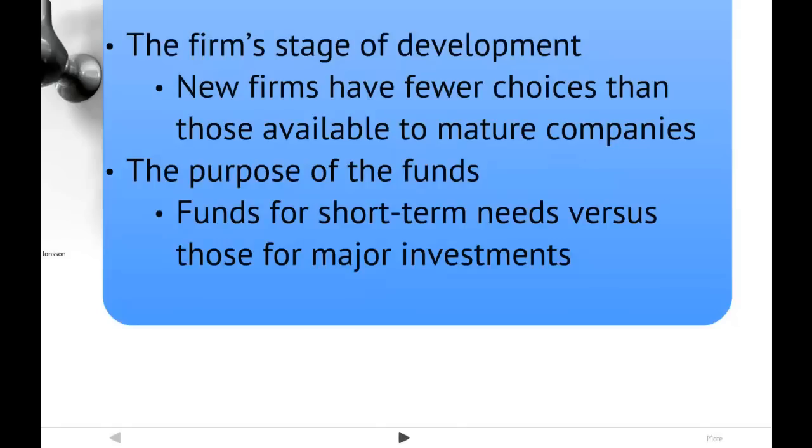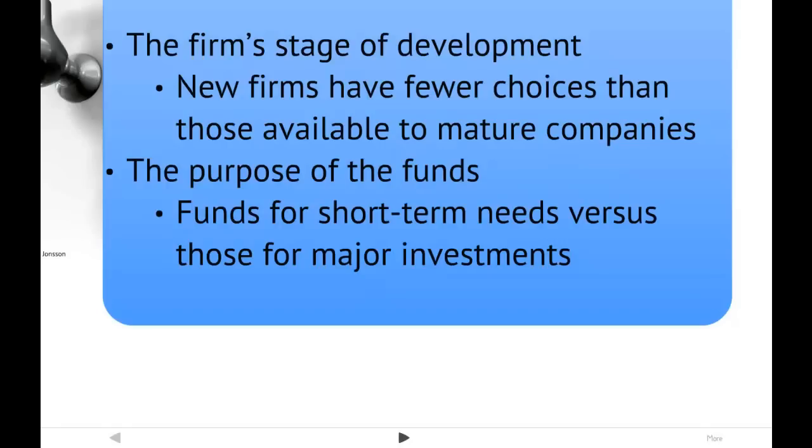You also have to ask yourself, what's the purpose for using these funds? Are we trying to bridge a gap that's very short term? Did I conduct a cash budget or projected cash budget, and I realize that I'm, you know, negative $10,000 for the month of December, and now I have to gain access to just short-term funding for a brief period of time? That's going to look very different than if you need some type of major investment to support building a new plant or acquiring expensive equipment.